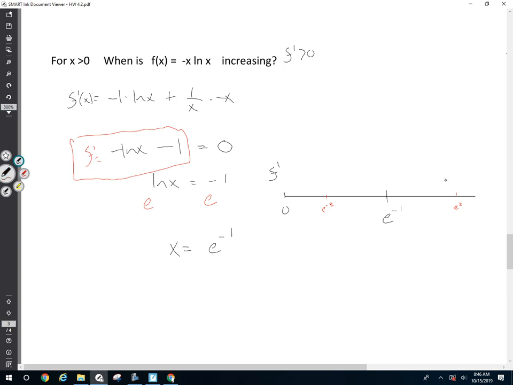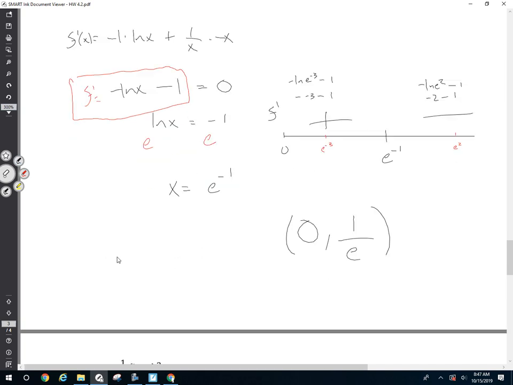If I plugged in, let's say e squared, I'd get negative log e squared minus 1. So that's negative 2 minus 1. That'd be negative 3. That'd be a negative. If I plugged in e to the negative third, it'd be negative log e to the negative third minus 1. That'd be negative 3 minus 1. That'd be 3 minus 1. That'd be a positive 2. So f is increasing from 0 till 1 over e. Okay, that probably is tricky for you, which is why we need to practice.